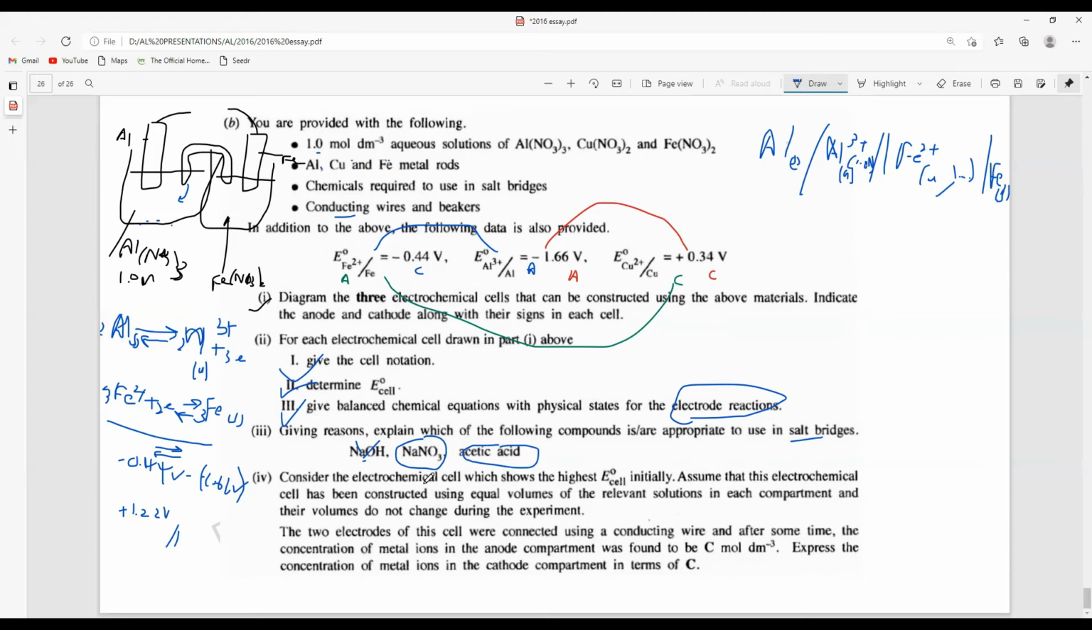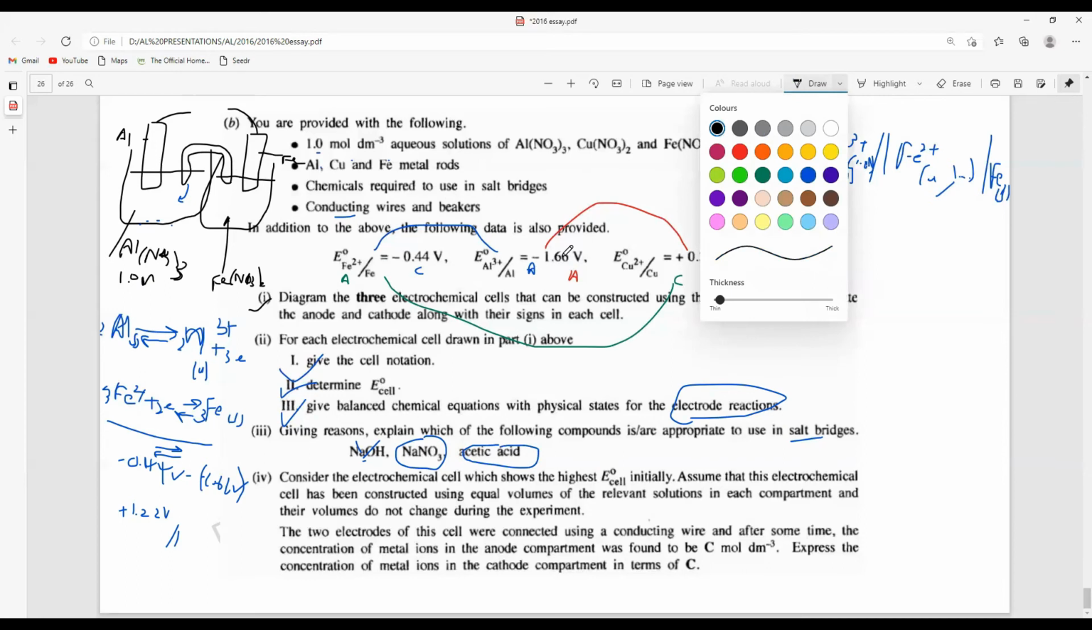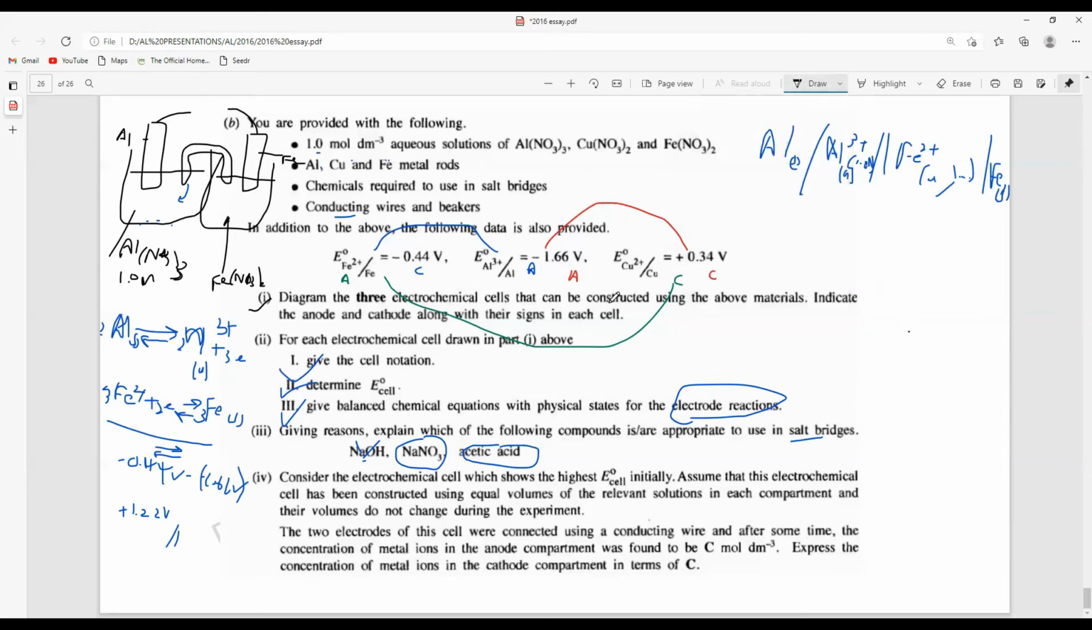Right, so we are at the last question. Consider the electrochemical cell which shows the highest E cell initially. When you check this electrochemical cell indicated here with the blue color, and the ones using the red and the green, and you try to get the potential, you will see that the maximum potential is shown by the first one using aluminium and iron. So they are telling us to consider this electrochemical cell using aluminium and iron, which I have drawn here.